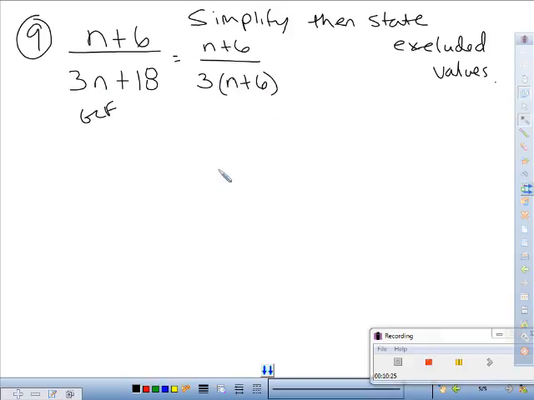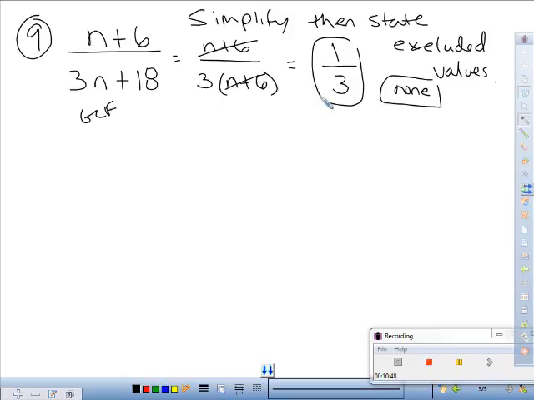And what you should notice is that there's an n plus 6 on the top, and there's an n plus 6 on the bottom. Those zap each other. They don't make zeros, they turn each other into 1. So we now have a 1 on the top and a 3 on the bottom. So there are no exclusions. That's the answer, 1/3. That can happen. It doesn't happen very often, but it can.